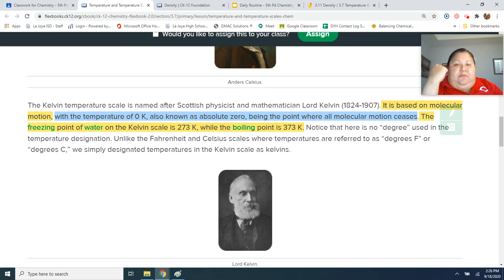As far as the freezing point and boiling point of water, water will freeze on the Kelvin scale at 273 Kelvin and will boil at 373 Kelvin. Please remember to not use the word degree when describing temperatures in Kelvin. We just state the number and we say Kelvin. We do not say degrees Kelvin. There is no such thing.